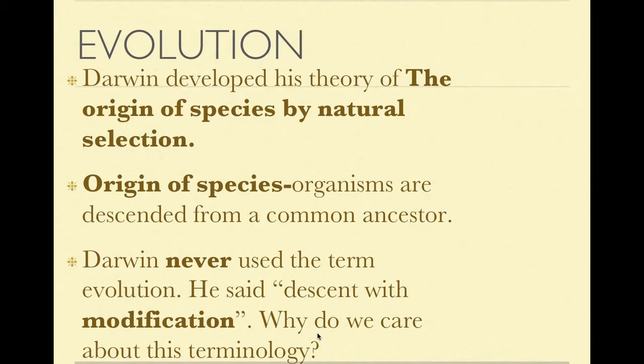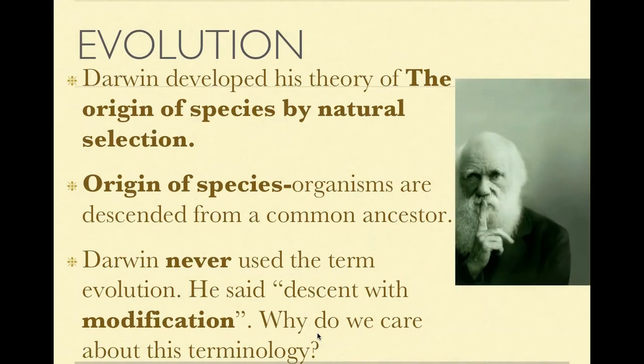Darwin actually didn't coin that term himself. I think it was a guy named Huxley who used that, I believe. But Darwin used the term descent with modification. His theory is really called the origin of species by natural selection, by descent with modification.